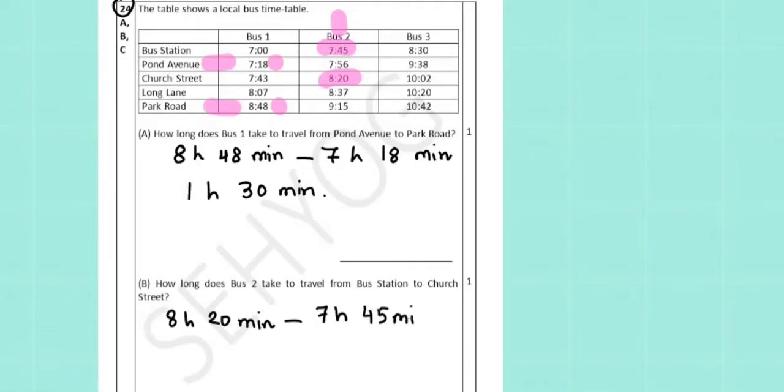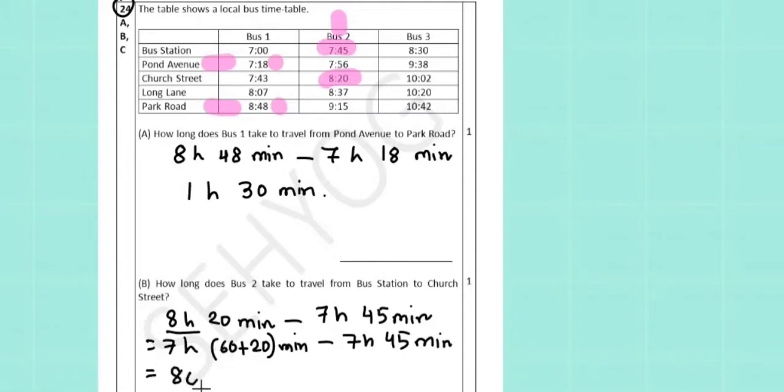Now, we cannot subtract 45 minutes from 20 minutes. So, we will borrow 1 hour from 8 hours. So, 7 hours and 60 plus 20 minutes more. Now, we can see that the minutes can be subtracted. So, 7 hours minus 7 hours, no hours, and 60 plus 20, 80 minutes minus 45 minutes gives us 35 minutes, which is our answer.